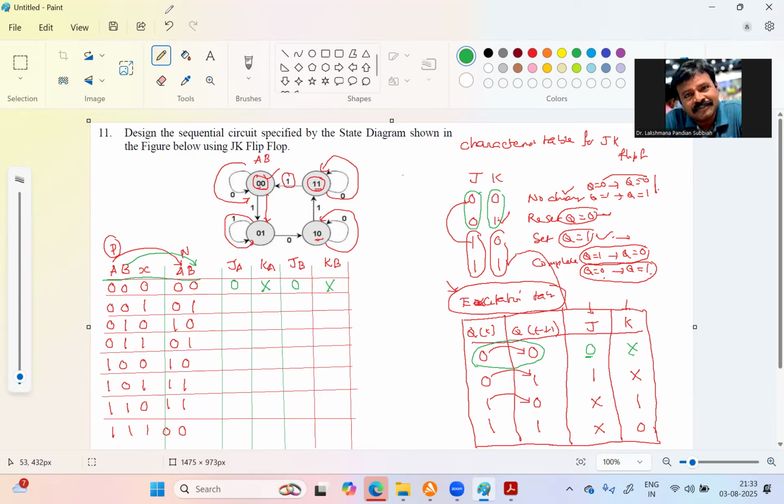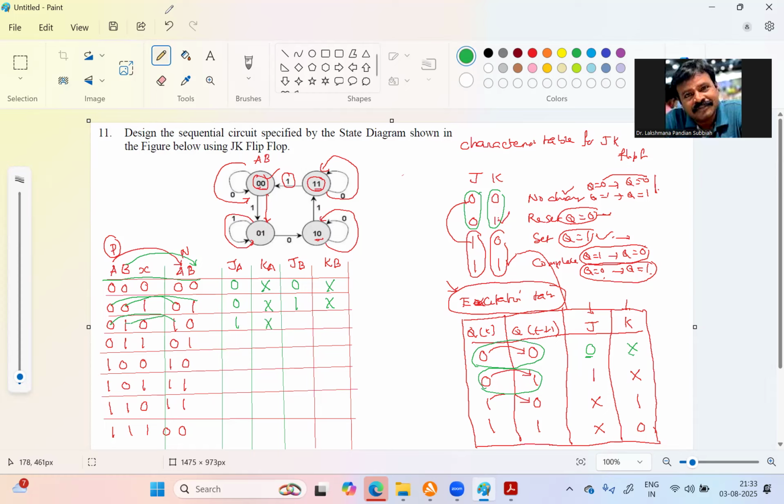Next, A is 0 to 0, then input is 0 X. Then B is 0 to 1, and 0 to 1 is 1X. Then here 0 to 1, this is 1X.